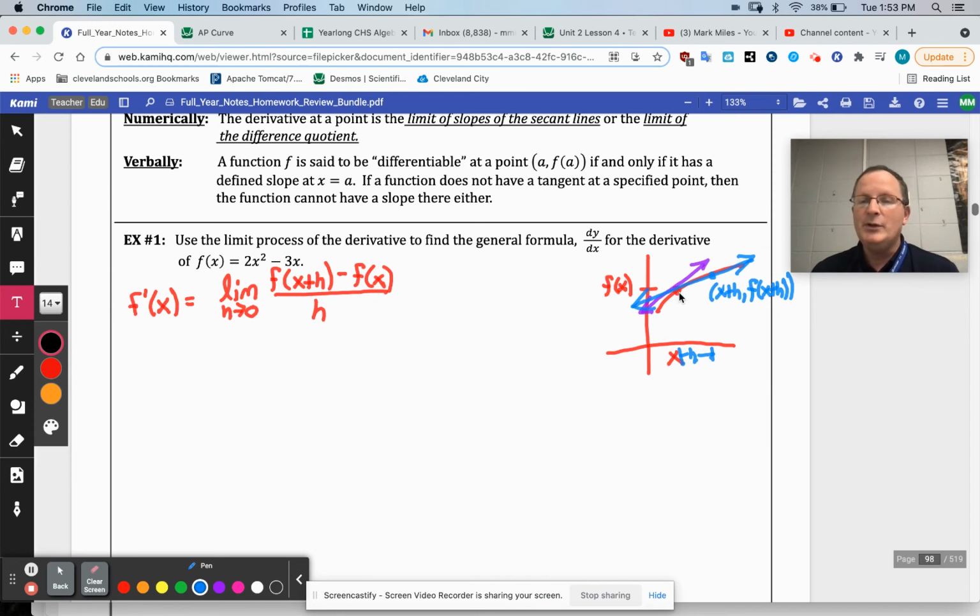And just like we've seen before, we're going to have h go to 0 so that this point gets pushed to the red point, and the blue line gets pushed to the purple line and becomes one and the same. So that's what we're doing.